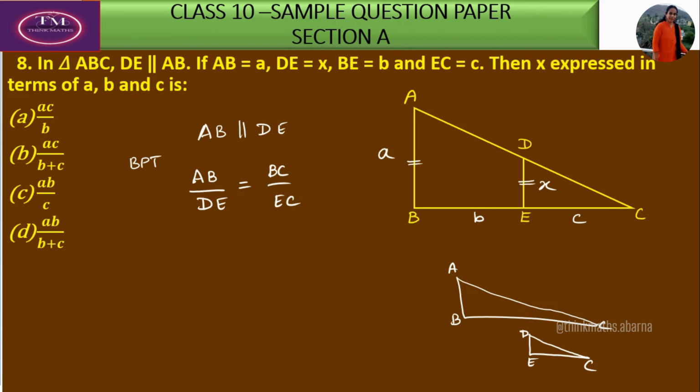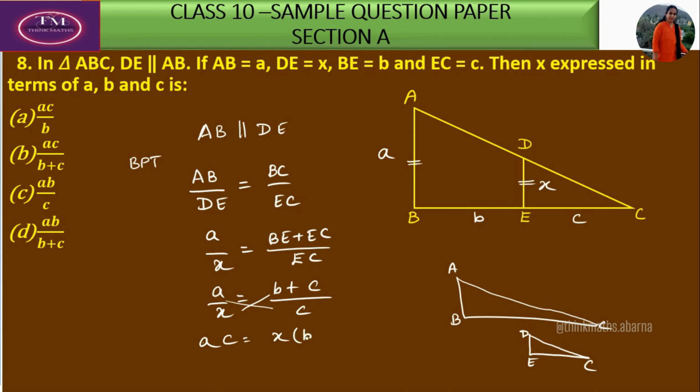What is AB? AB is small a, DE is X. What is BC? BC is nothing but BE plus EC divided by EC. So A by X equal to BE, BE is B and EC is C. So B plus C by EC is C. So cross multiplying, AC equal to X into B plus C.